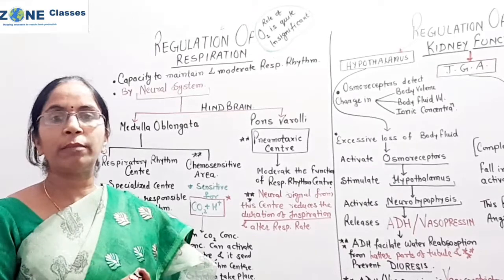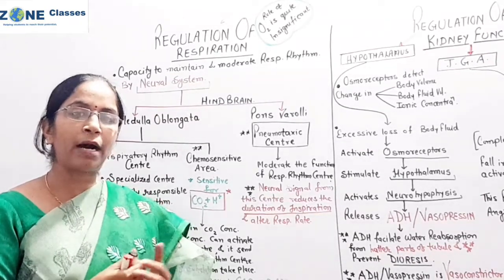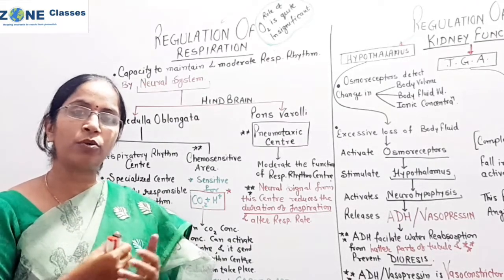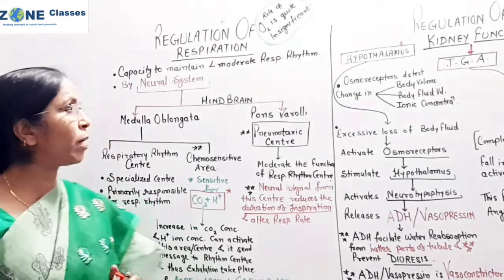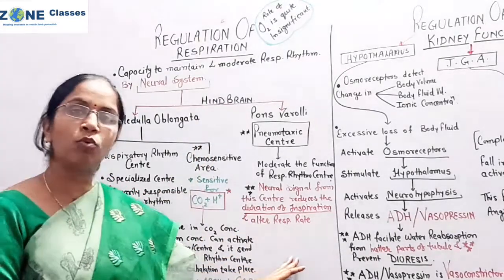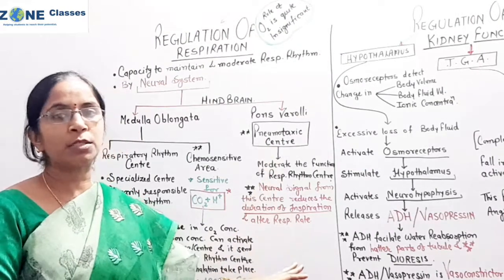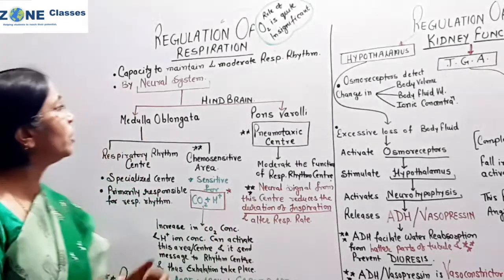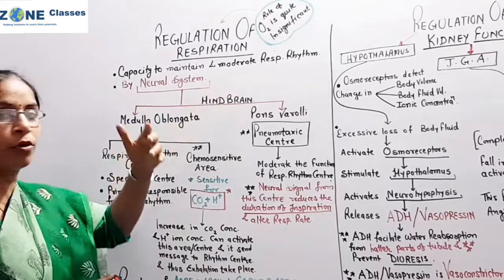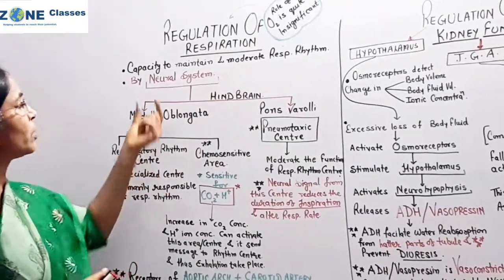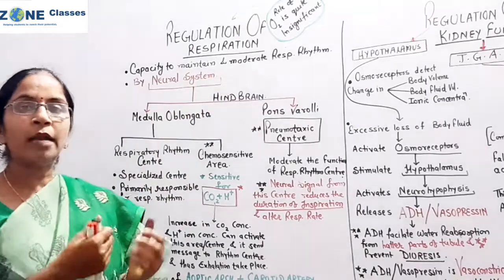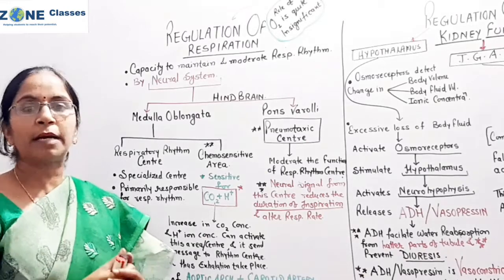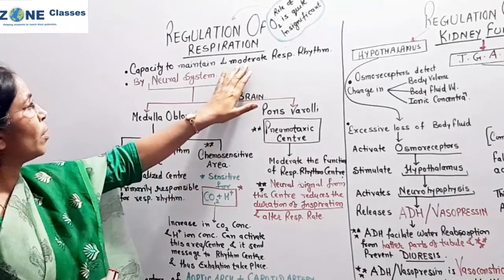The major role is played by the concentration of carbon dioxide as well as the concentration of hydrogen ions. So this part first you remember, because difficulty level and statement based true false type questions are generally asked from this topic of gaseous exchange in human physiology. So when we come towards the regulation, what do we understand by regulation? Regulation means the capacity to maintain and moderate the respiratory rhythm.